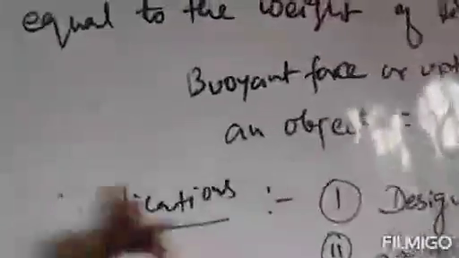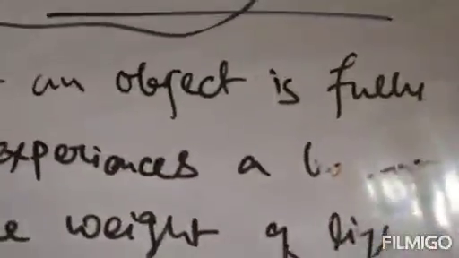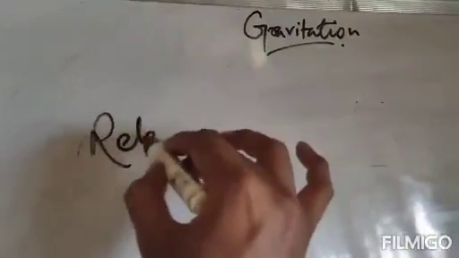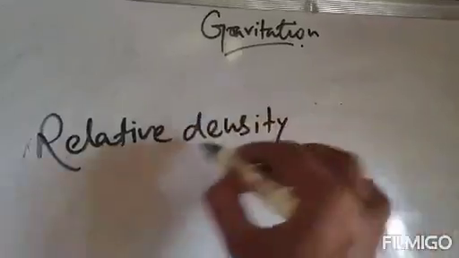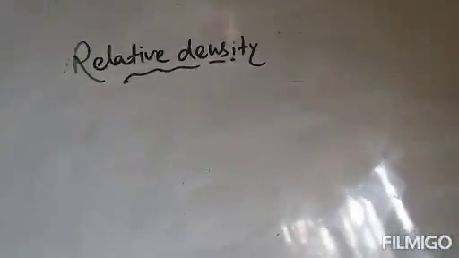Clear? Now the last topic of this session. Just very carefully study this Archimedes principle, because this is an important concept of this gravitation chapter. The last concept is relative density. What is relative density?